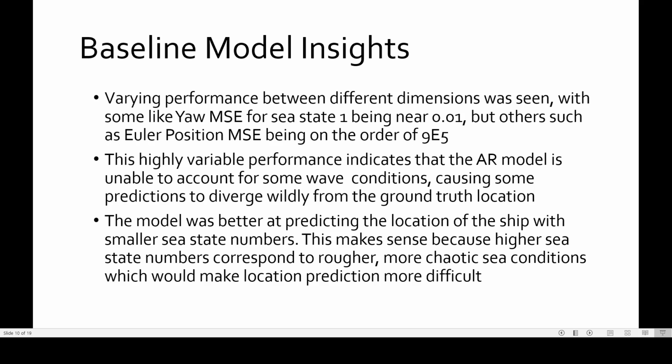This model is better at predicting the location of the ship with smaller C state numbers as well, which makes sense because higher C state numbers correspond to rougher, more chaotic sea conditions, which would make location prediction more difficult.